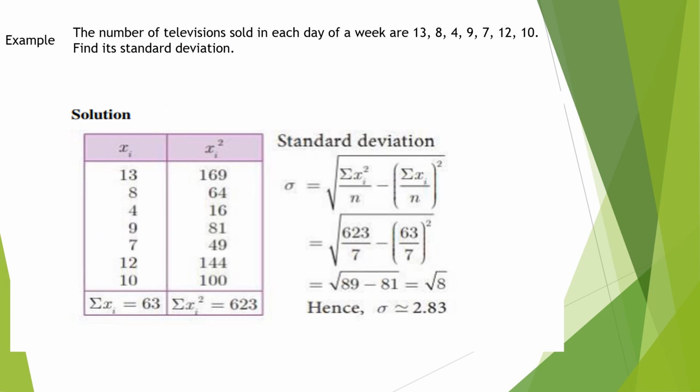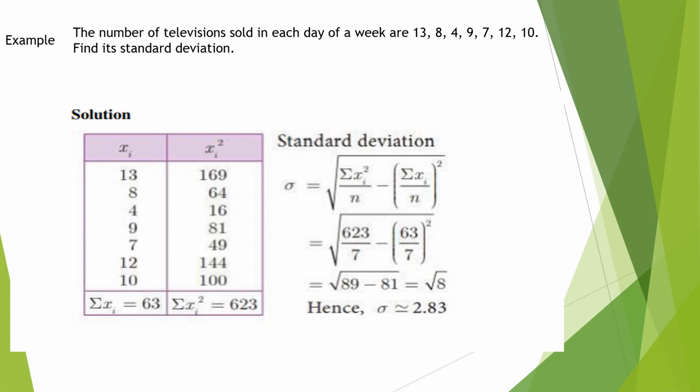The first example: the number of televisions sold on each day of a week are 13, 8, 4, 9, 7, 12, 10. Find its standard deviation. First of all, we will recognize whether it is a continuous series, discrete series or individual series. So it is an individual series, so we need to apply the formula of individual series.